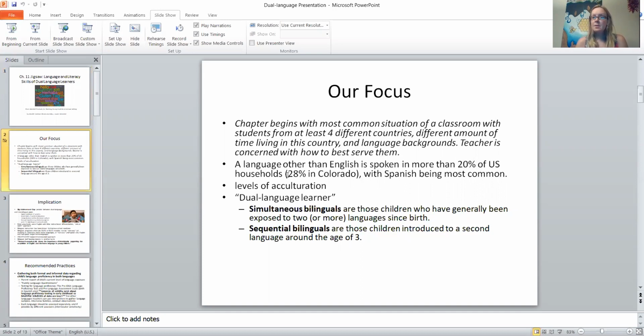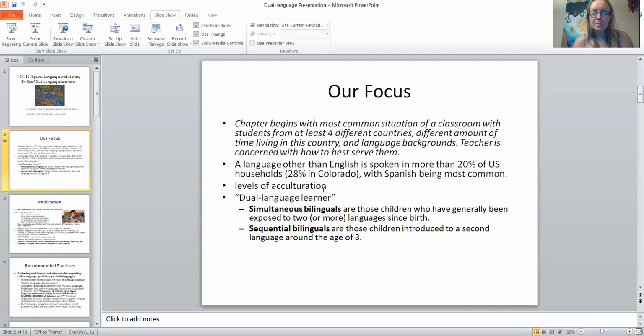Other languages other than English are spoken in more than 20% of US households, 28% actually here in Colorado, with Spanish being the most common. When we talk about levels of acculturation, we're talking about how long the families have been here and how much they've integrated into the dominant US culture.